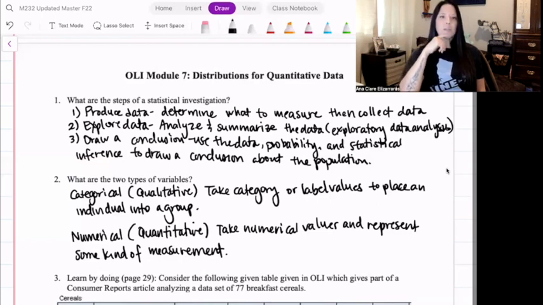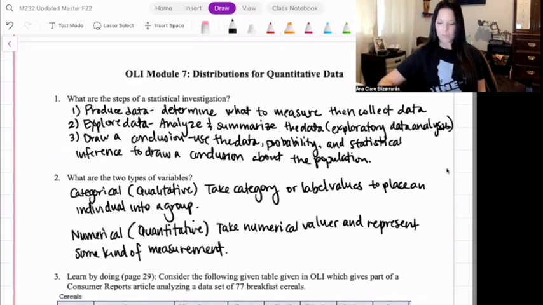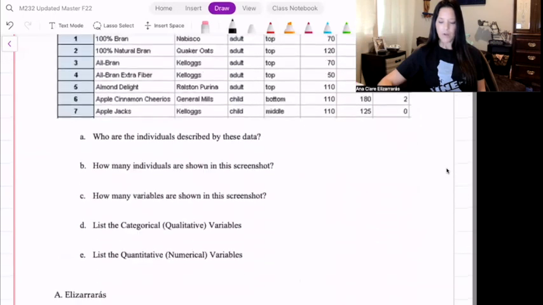There's a learn by doing on page 29 that gives you a list of cereals. There are 77 cereals included in this, and we're going to do a little bit of analysis on these cereals. Considering this table that is a snapshot from OLI, we want to know what are the individuals that are being described, how many are there, how many variables are categorical, and how many variables are numerical.